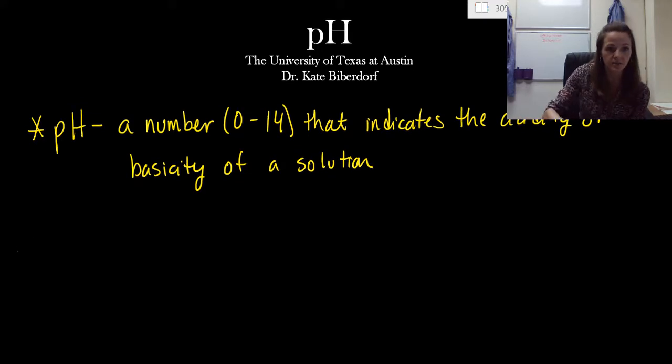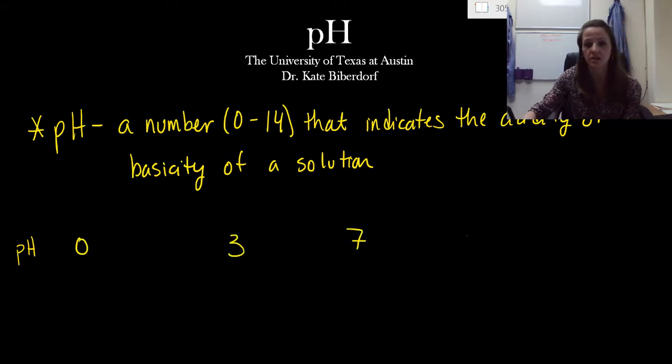Okay, so I'm going to write out a very simple pH scale here for you. This is going to be pH. We're going to start off very low. So let's just do 0, 3, 7, 10, and 14. So these are your numbers, all right? On our scale from 0 to 14.